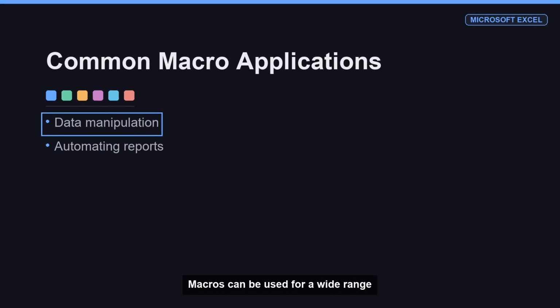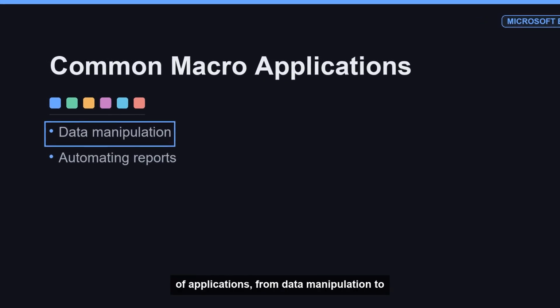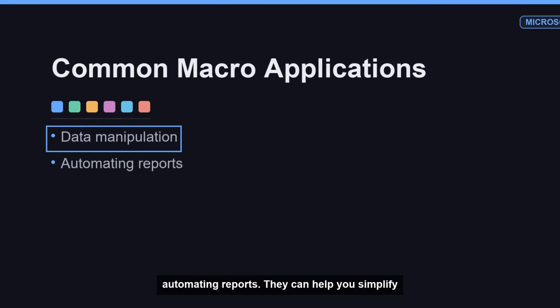Macros can be used for a wide range of applications, from data manipulation to automating reports. They can help you simplify tasks, increase productivity, and streamline your workflow. Some common uses for macros include formatting cells, inserting formulas, and creating custom solutions.